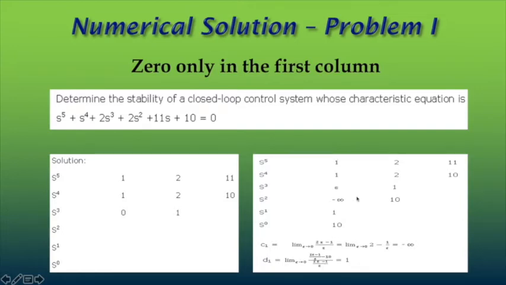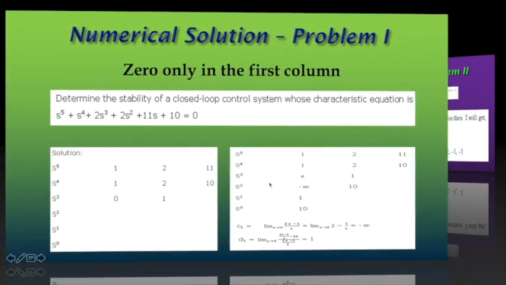Then for the first column, there are 2 sign changes, from epsilon to minus infinity to plus 1. Therefore, the system is unstable and the number of roots with positive real parts of the characteristic equation is 2. But why is this value 0? That means equal and opposite poles are present, on the positive side and negative side.